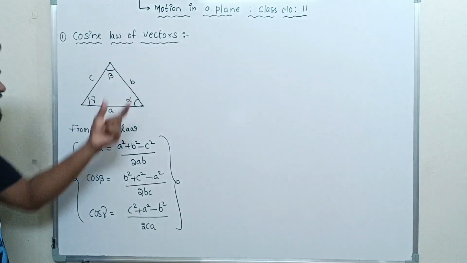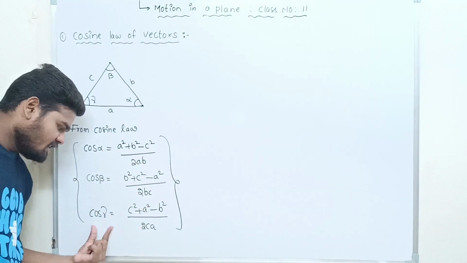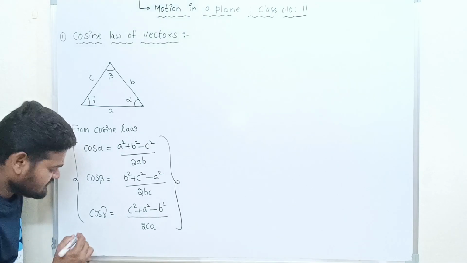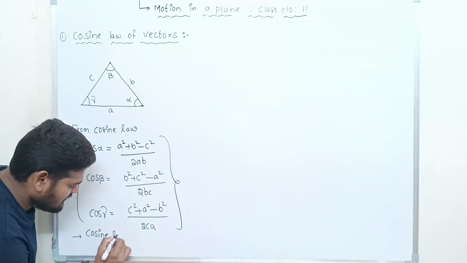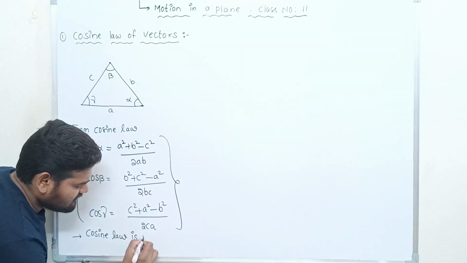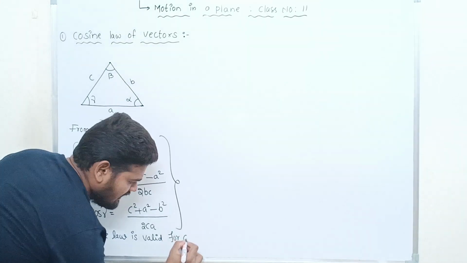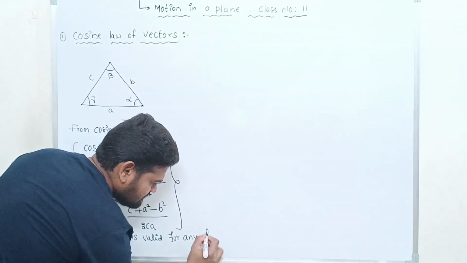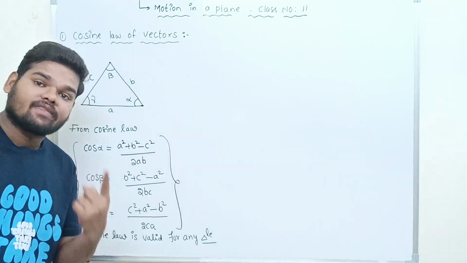Now, so cosine law of vectors. Cos alpha is equal to this one, cos beta is equal to this one, cos gamma is equal to this equation. The cosine law is valid for any triangle. Any triangle. So these laws are valid for any triangle. Is it clear? Any doubts?